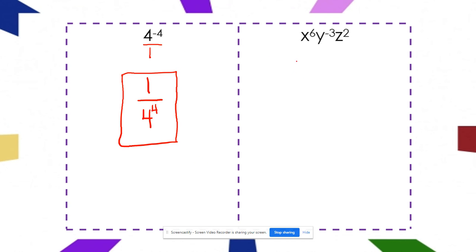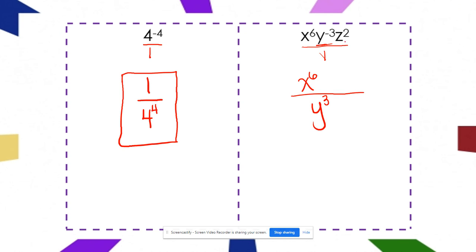Let's look at our next problem. It says x to the sixth, y to the negative third, z to the second. Well, in this problem, again, these are all over 1, but here's where it can be a little bit confusing. X to the sixth does not have a negative exponent. So because that has a positive exponent, it needs to stay right where it is. So I would leave x to the sixth in the numerator. But y to the negative third does have a negative exponent. So to get rid of it, I'm going to take this and flip it down to the denominator. As soon as I flip it down to the denominator, that exponent becomes positive.